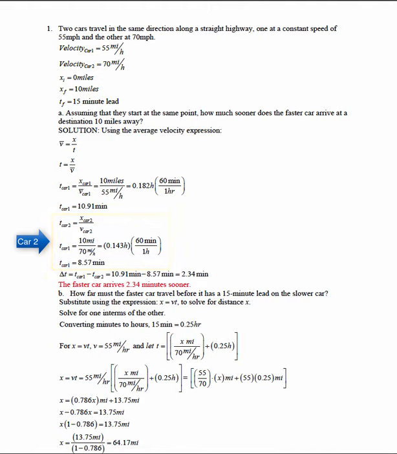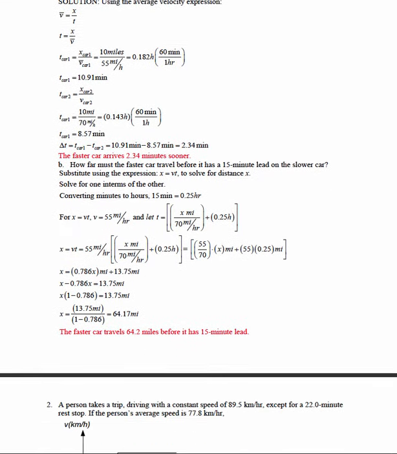Now if we look at the difference, that's what the delta is telling us, the delta time: the difference between the time of car 1 and the time for car 2. 10.91 minutes minus 8.57 minutes gives us a difference in time of 2.34 minutes. It asks how much sooner the faster car arrives at the destination, so car 2, moving at 70 miles per hour, arrives 2.34 minutes sooner.